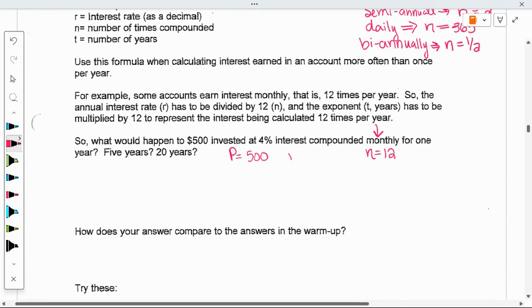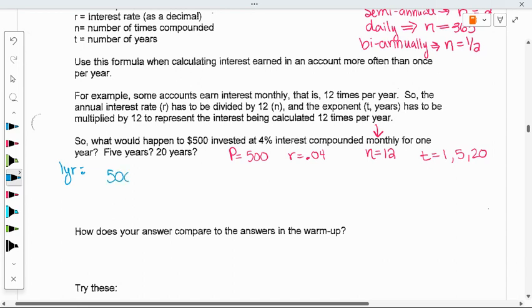Our rate, 4% as a decimal. And our time is going to vary. We're going to do it for 1 year, and then for 5 years, and then for 20 years. Okay? So let's see what happens after 1 year. We'll compare this to the one in the top.